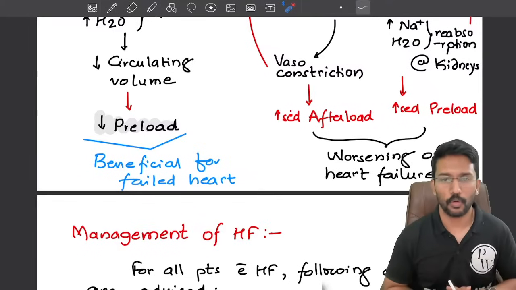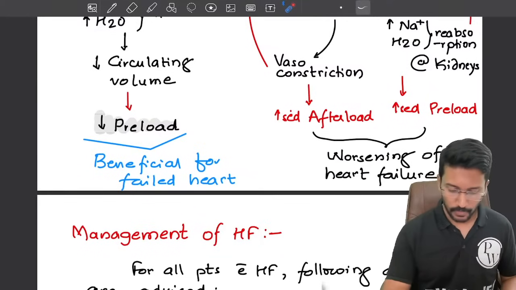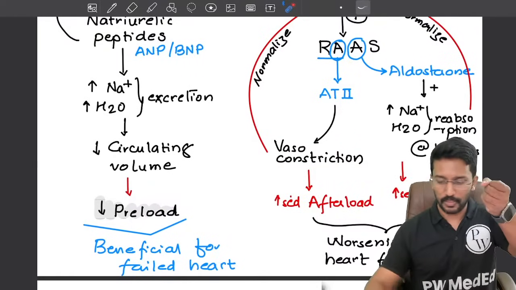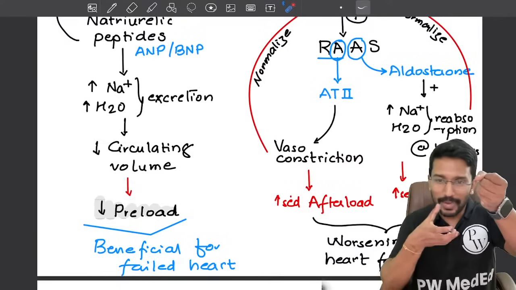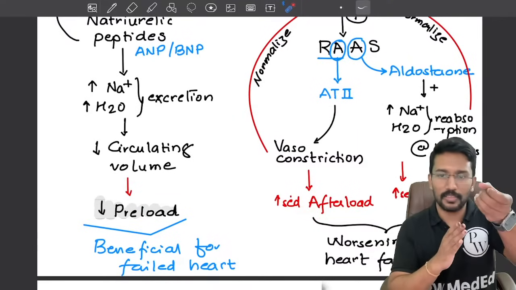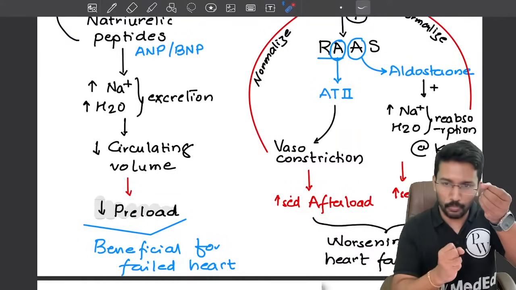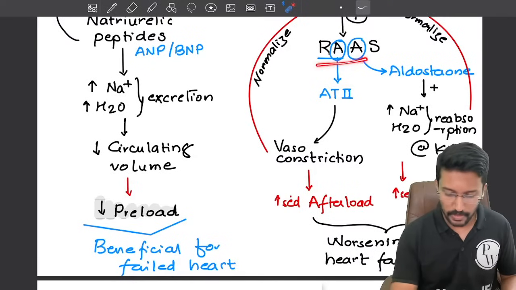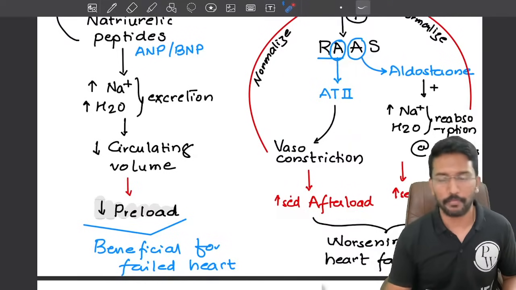How are they going to create problems for the heart? Because whenever there is vasoconstriction, that means your blood vessels are constricted, and now your heart needs to pump against this resistance of the constricted blood vessels. This resistance against which the heart needs to pump is called afterload. So by activating RAS, I am increasing the afterload.